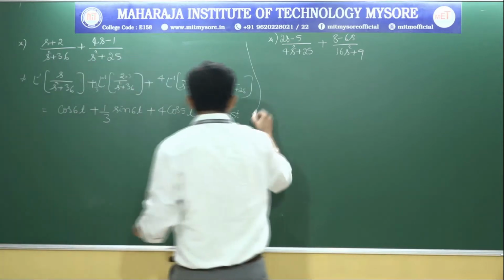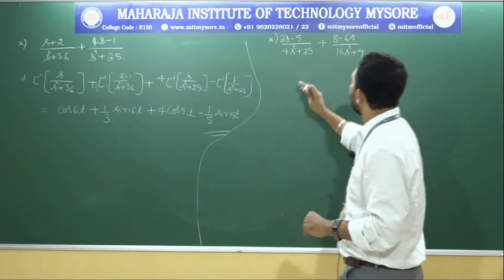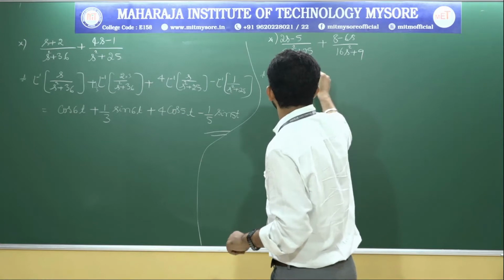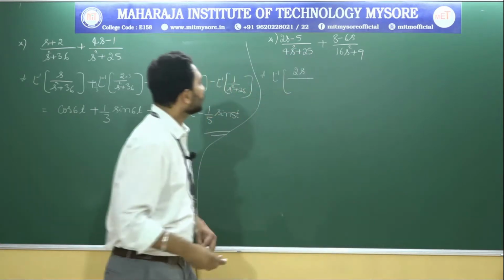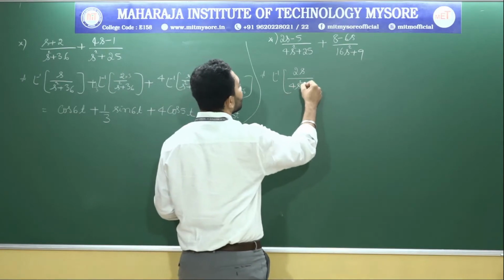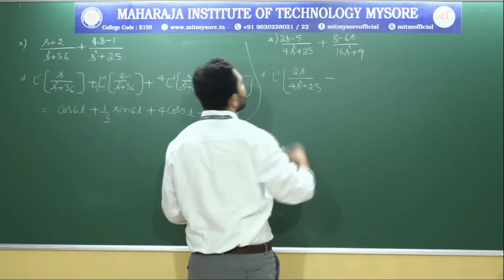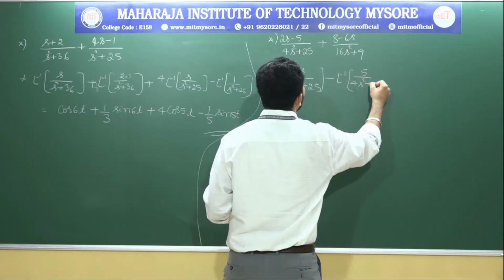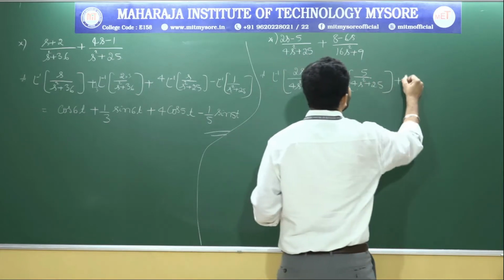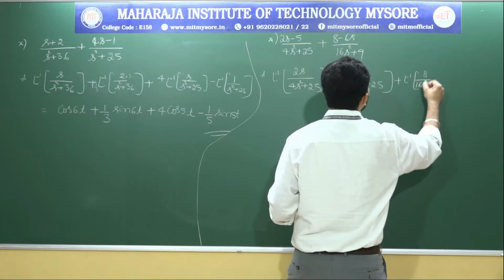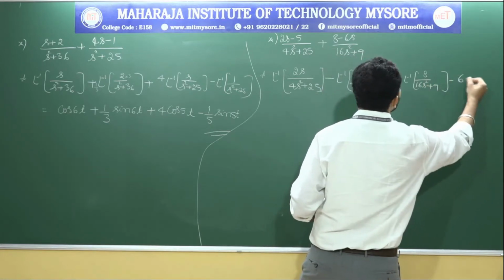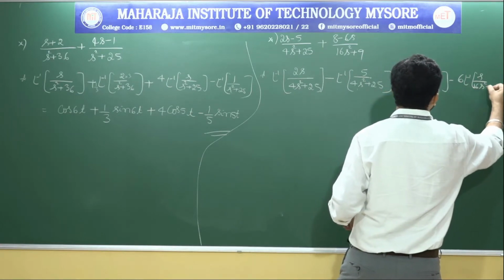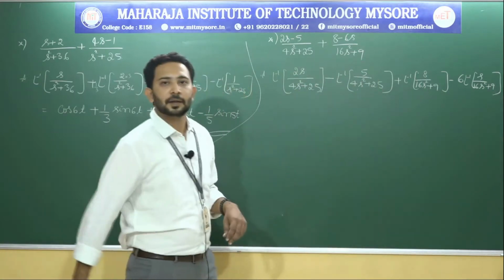Okay. Similarly, for this problem we have Laplace inverse of 2s divided by 4s square plus 25 minus Laplace inverse of 5 divided by 4s square plus 25 plus Laplace inverse of 8 divided by 16s square plus 9 minus 6 into Laplace inverse of s divided by 16s square plus 9.